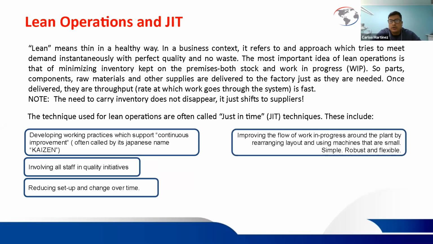Next, improving the flow of work in progress around the plant by rearranging layout and using machines that are small, simple, robust, and flexible. That means that we need to know how and where to collocate our machines.